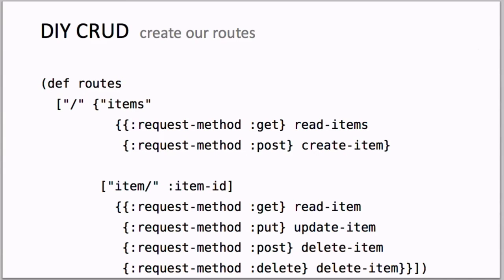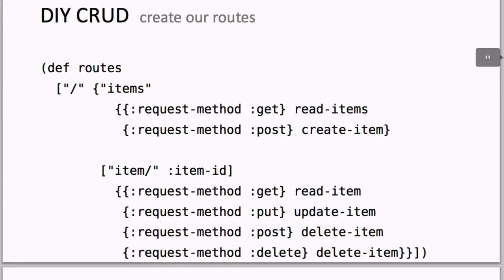Right, so the first thing we do is set up a few routes. This is what routes in Bidi look like. It's just a data structure where vectors just mean a sequence of subroutes, I guess, and maps map from, like, if you hit items, then this thing here will decide what handler. So depending on the request method, it will call one of those two functions.